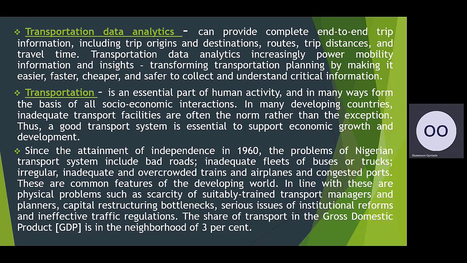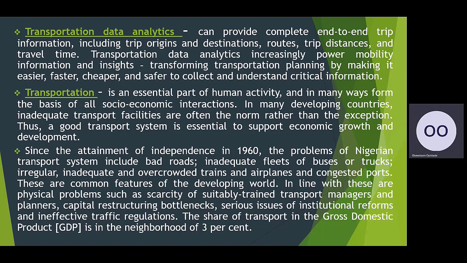So you don't just need to put any other person there, someone that can help you make sense of your data as the case may apply. Capital restructuring, bottlenecks, serious issues of institutional reforms, and inefficient traffic regulation. So these are some of the challenges that we face these days, even in our transport world.